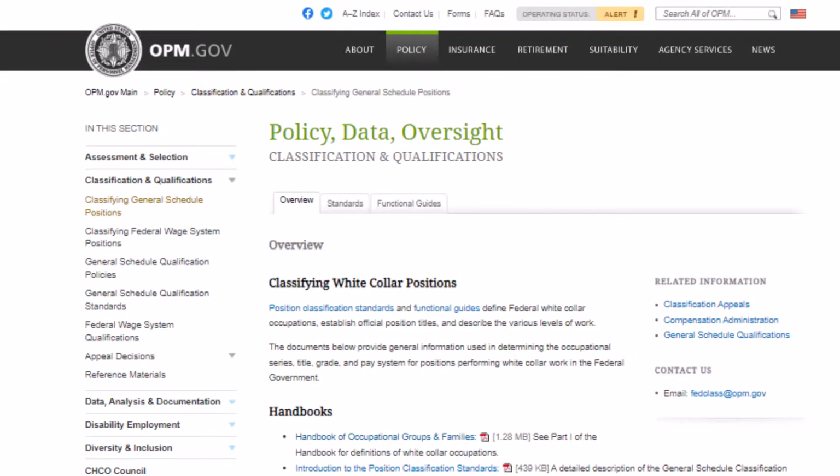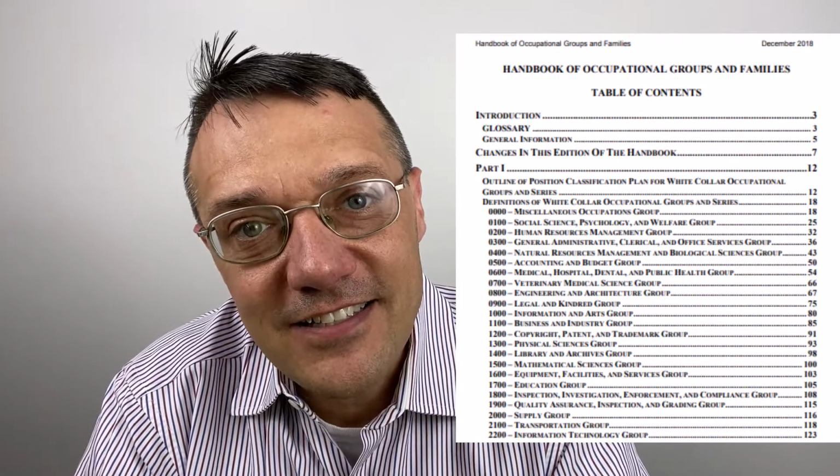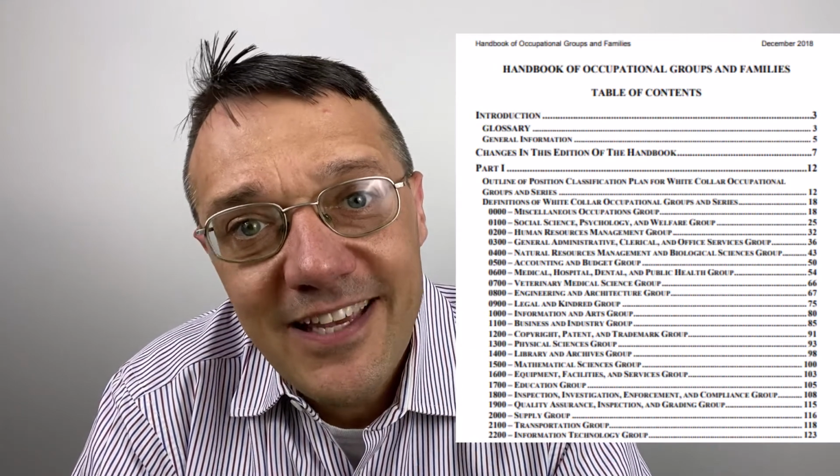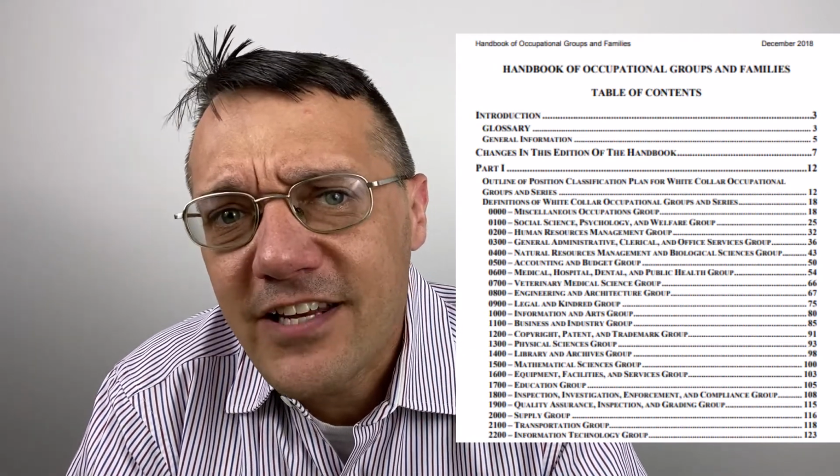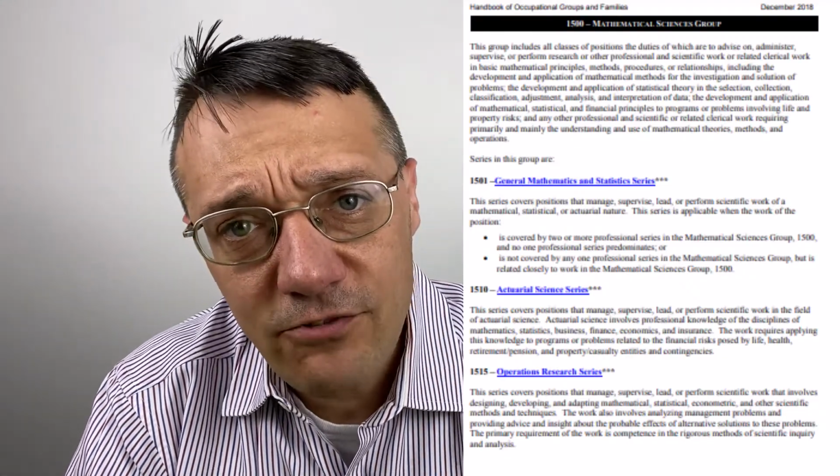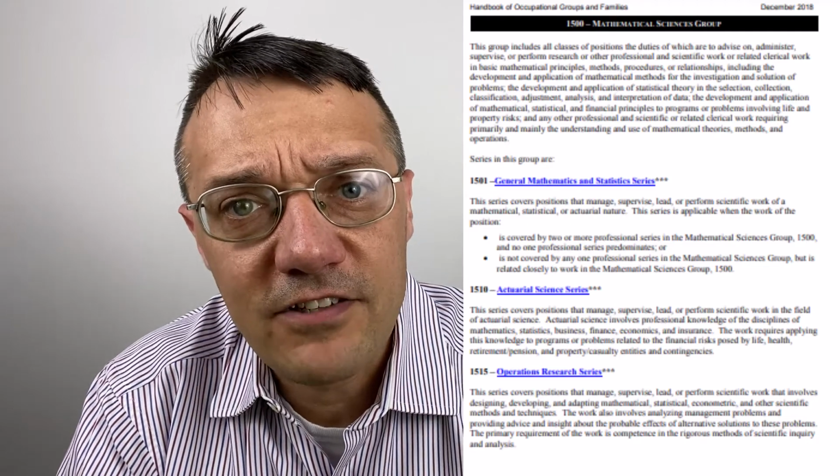Now, all that makes sense, but here's the neat part. The Office of Personnel Management has all the tools you need to do this, including a handbook that classifies civilian jobs into groups and series, just like branches and MOSs. Now, I do have to warn you guys, I'm an operations research kind of guy, and I've spent most of my career writing position descriptions in this series, so that's the one I'm going to use as an example. Anyways, in OPM's handbook, they provide a general description of what the group and series actually does.